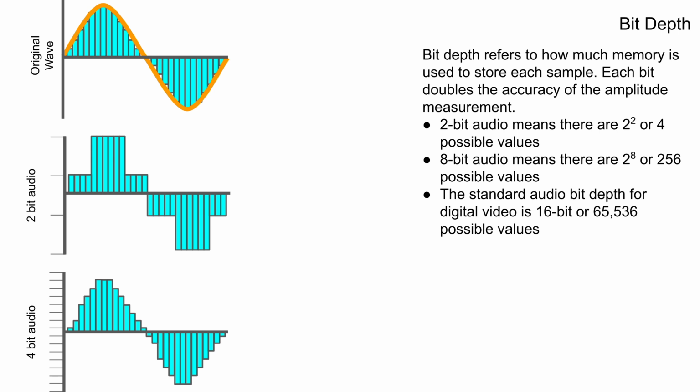So you can see that just going from 2-bit audio to 4-bit audio really made a difference in terms of our vertical resolution there. The standard that we're worried about working with digital video and the audio that goes with digital video is 16-bit. Now, you can get things that are much higher. Our cameras here will run as high as 24-bit, for example. But 16-bit is the standard. With 16-bit audio, we have 65,500 and some odd possible values that we can record. It's a very robust number.